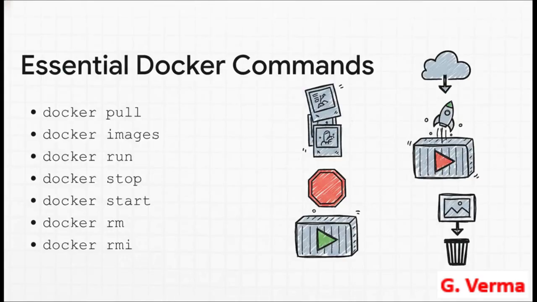These right here are the real workhorses of Docker. We've already met pull for downloading images and run for creating and starting a container from an image. docker images is simple. It just lists all the blueprints you've downloaded. Then you have stop and start to control existing containers. And when you're done, you'll use docker rm to get rid of containers and docker rmi to get rid of the images themselves. We'll circle back to that last one in just a second.